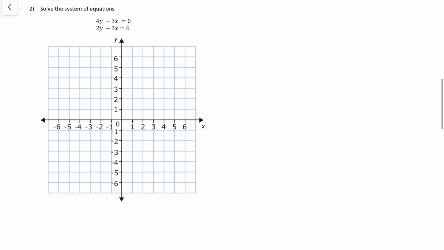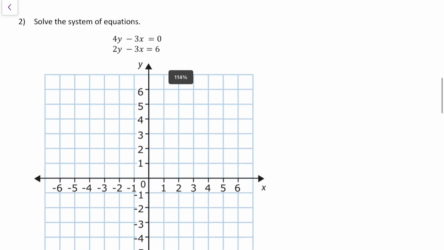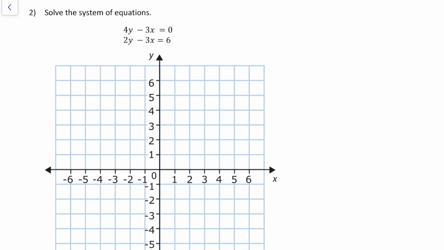Okay, let's try this one. Here are your 2 equations. Now they're not in y equals mx plus b form, but you can rearrange them in order to use that method. So what I'd like you to do is graph these 2 lines and then see where they cross in order to solve the system of equations. So pause the video, try it out, and then start it up again when you're ready.